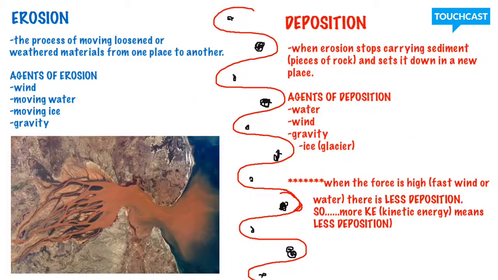To finish it off, we're going to look at erosion and deposition. Erosion is just now we're taking those bits that were weathered down and we're going to move them on out of here to another place using such agents as the wind, moving water, moving ice, and gravity itself. Deposition is when that movement stops and it literally goes boop and sets it into a new place using, again, wind, water, or gravity. And if you have lots of crazy force, super fast wind, super fast water, you don't have a lot of deposition because everything's too busy being eroded.